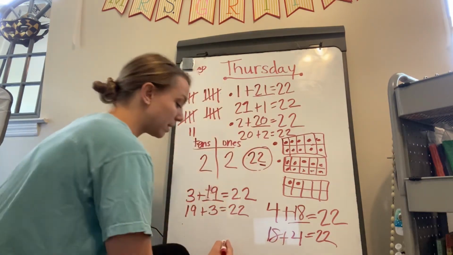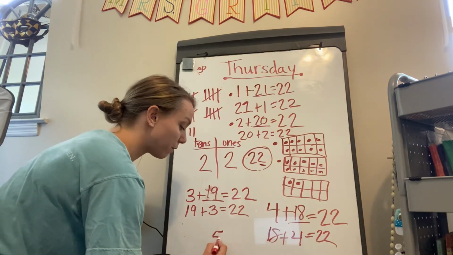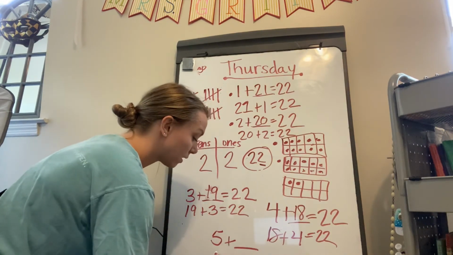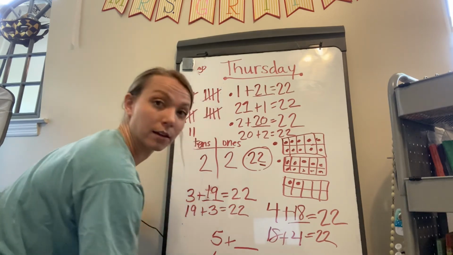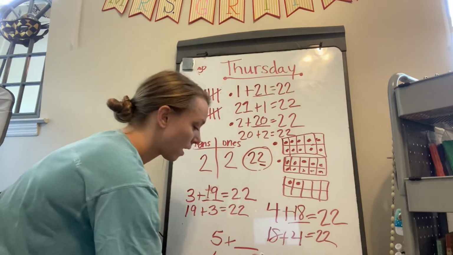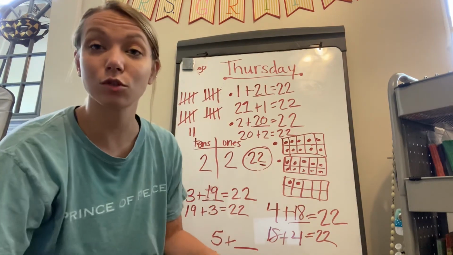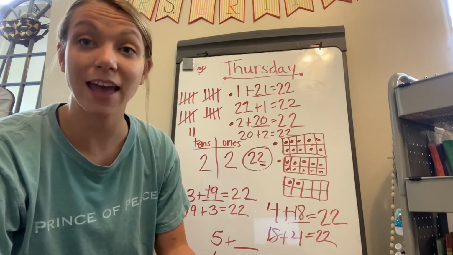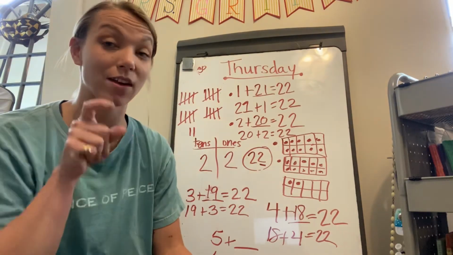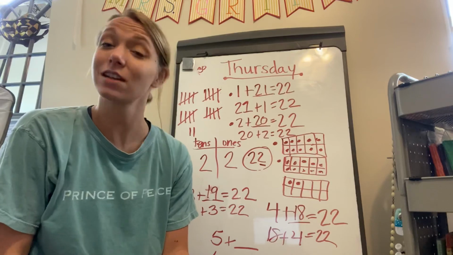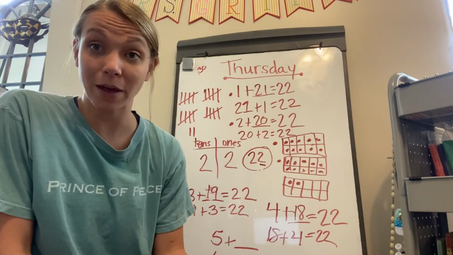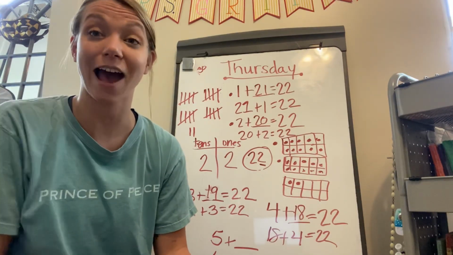Now your job today is to do 5 plus something, 6 plus something. You probably can't see that. 5 plus something equals 22, 6 plus something, and 7. 5, 6, and 7. That's your responsibility, mathematicians. Now, get back there, pay close attention to the patterns, and count backwards.